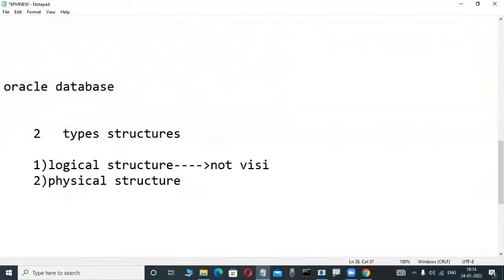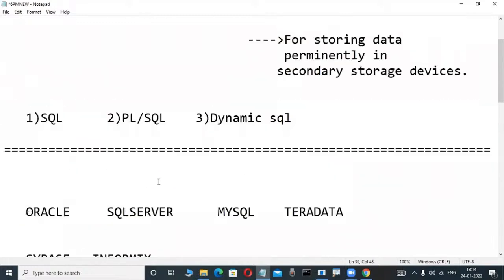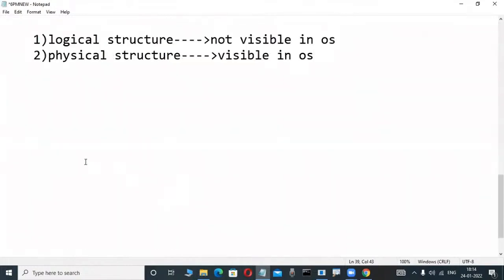in the operating system. A structure not visible in the OS is called a logical structure. A physical structure means that whenever we install Oracle, SQL Server, or DB2, three physical files are created automatically, as I told you in previous classes. That's why a structure which is visible in the operating system is called a physical structure. Don't worry, now observe it here.